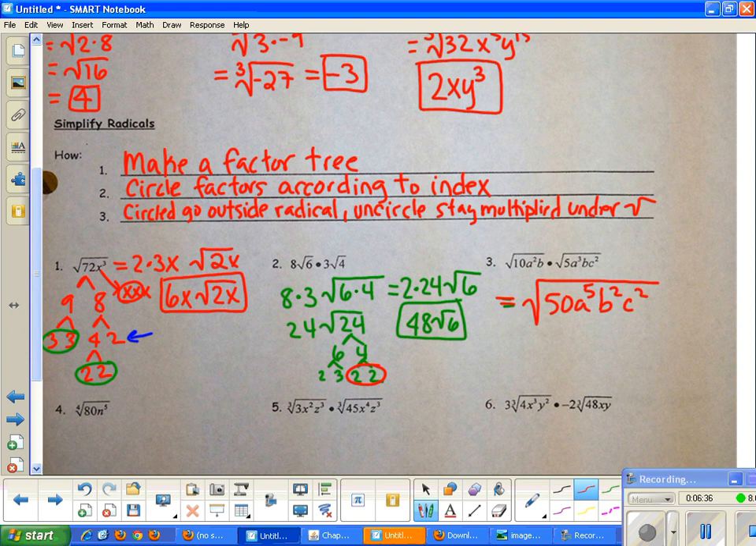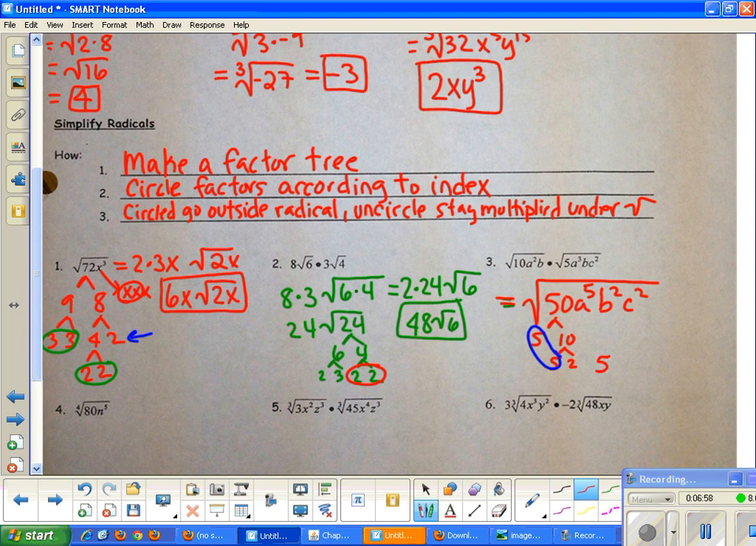And then because the square root of 50 is not a perfect square, that means I want to use my factor tree to find groups of 2, because the index is 2. So this would be 5 times 10, and this breaks down into 5 times 2. So that means right here I have a group of 2 5s, so one of those goes on the outside. Notice the 2 is uncircled, so that stays underneath the radical. So I get 5, and let's do the variables before we do our radical.